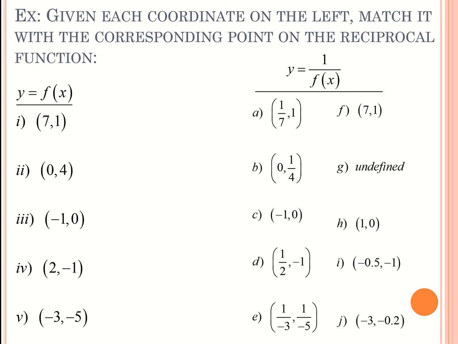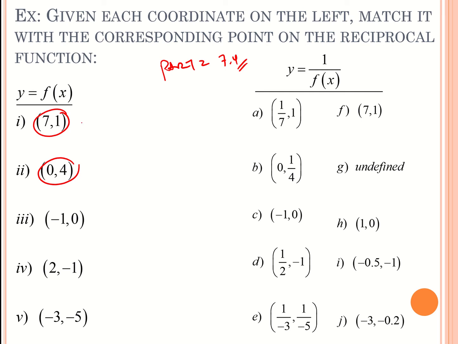Okay, so for this example here, what's going on is you have some point. So again, this is part two, part two for section 7.4, okay? So again, what's happening is you have all these points that are on the original function, and on the right side, you're going to match it with the corresponding point in the reciprocal function.